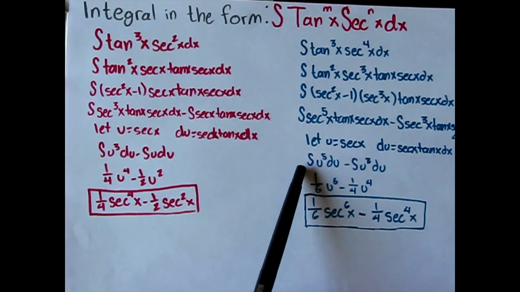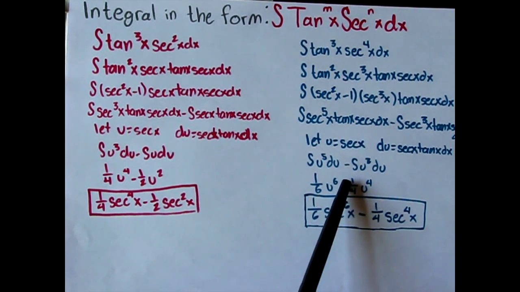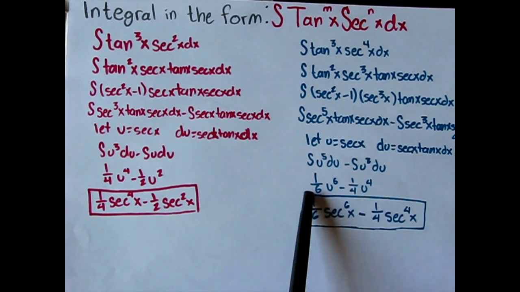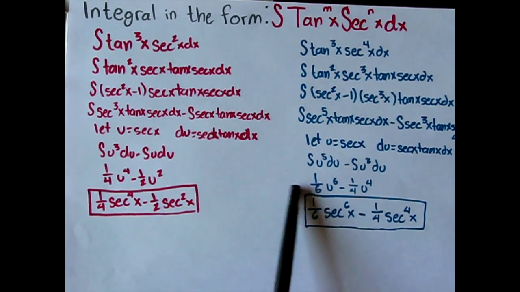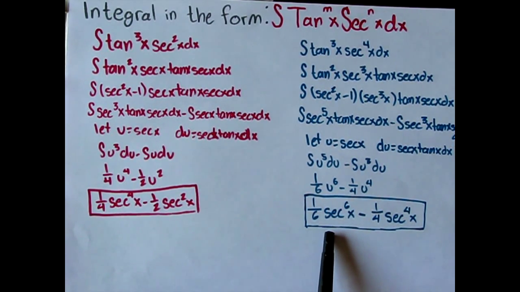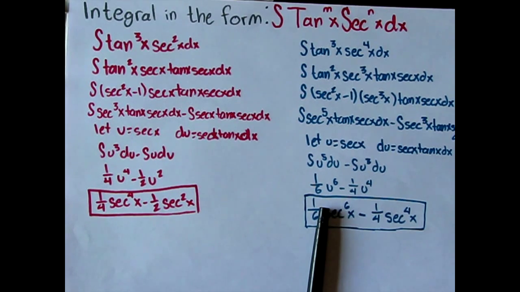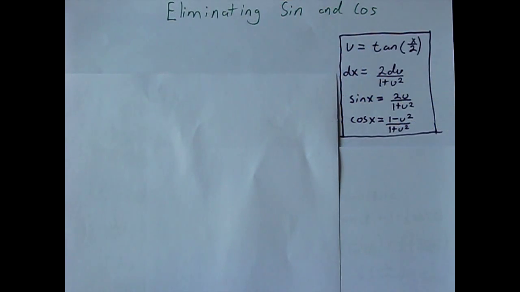And so you're going to plug in your u's and get the integral of u to the fifth du minus the integral of u cubed du, which integrates to 1/6 u to the 6 minus 1/4 u to the 4. Plugging your u's back in, you're going to get 1/6 secant to the 6x minus 1/4 secant to the 4th x.